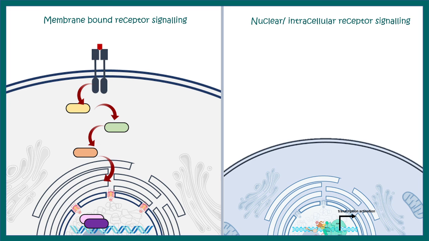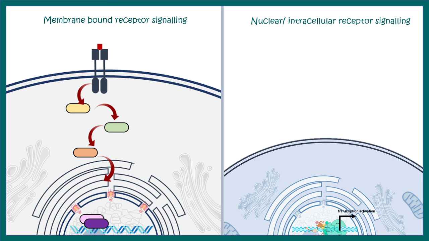A protein type hormone cannot really diffuse through the membrane. It would be prevented by the membrane. It cannot enter the cell. Overall, we understand that there are two modes of signaling.